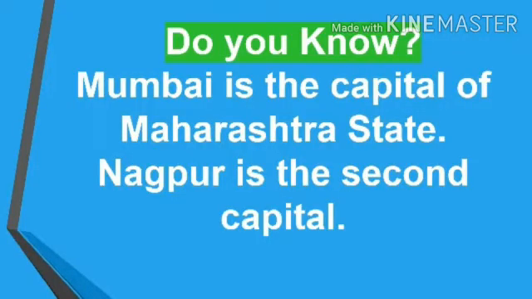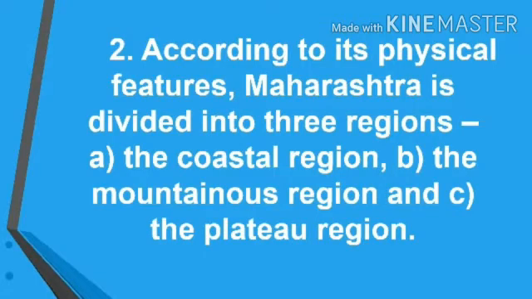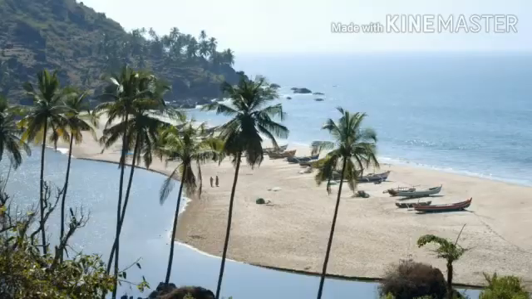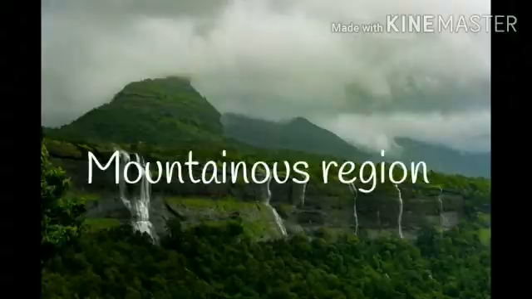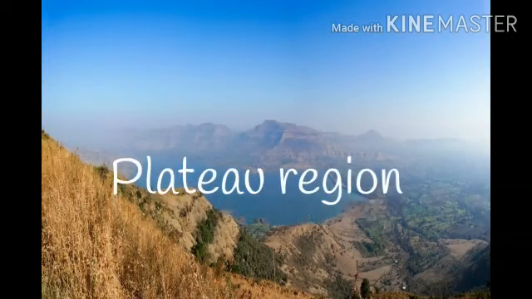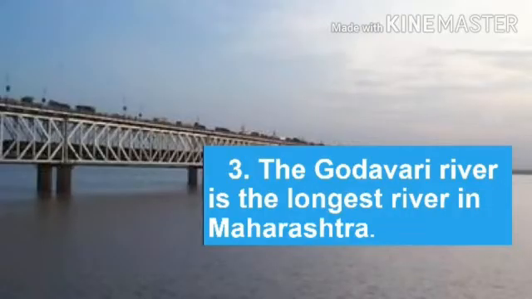Do you know Mumbai is the capital of Maharashtra state? Nagpur is the second capital. According to its physical features, Maharashtra is divided into three regions: the coastal region, the mountainous region, and the plateau region. The Godavari River is the longest river in Maharashtra.